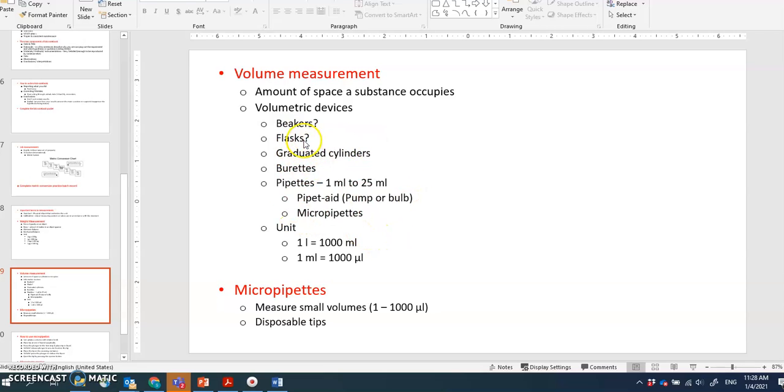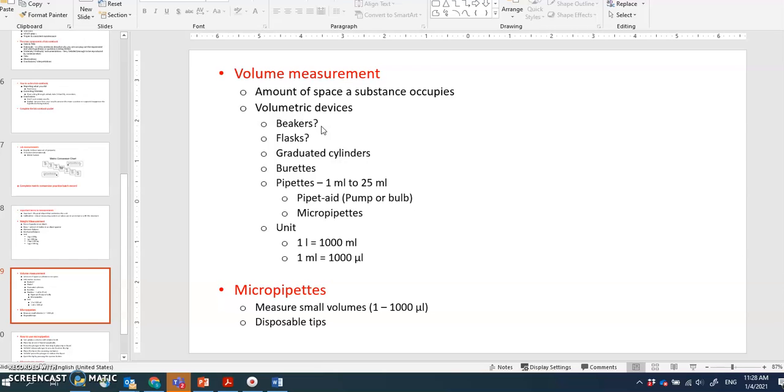And you may wonder, how about beakers and flasks? You may be able to see some graduation on the side of beakers and flasks. Although you see those graduations, you don't use beakers and flasks to determine accurate volumes because they have too much error. Those graduations are not trustworthy. So normally beakers and flasks are not considered volumetric devices.